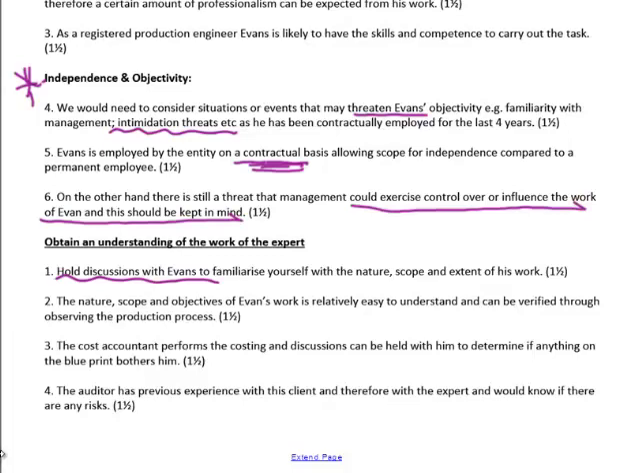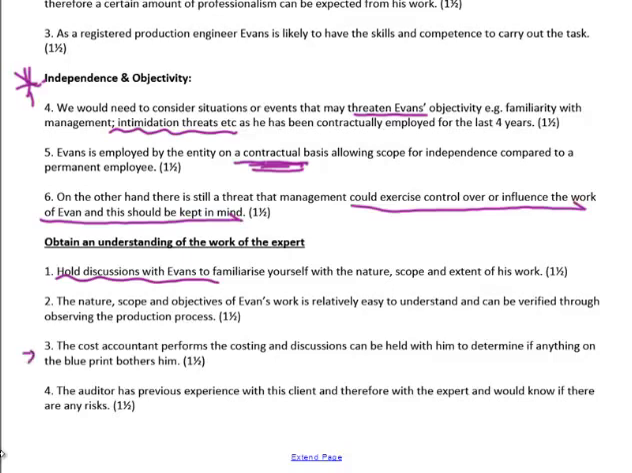But in addition, we don't just audit by word or discussion alone. We always need to go and look at some hard evidence. So once we've discussed with him, we would still do other procedures to make sure that what he says is actually true. So the nature and scope and objective of Evan's work is relatively easy to understand and can be verified through actually observing the production process. So whatever he says that he does when it comes to assessing the blueprints, we could actually go and observe and see, how does this production process work and is it in line with his work?